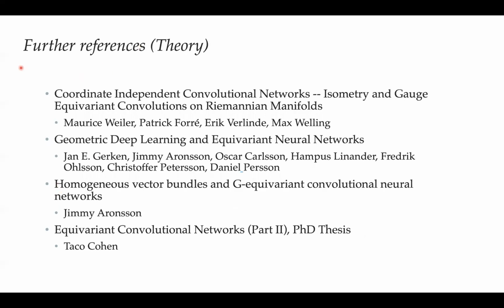And other than that, there's a number of theoretical works that try to give a clean description of this general structure. There's a recent paper by Maurice Weiler on coordinate-independent convolutional nets. There's two papers from on the geometric deep learning and equivariant neural nets and homogeneous vector bundles and G-equivariant convolutional neural nets. And finally, there's my PhD thesis, where in part 2, I give a very general account of the gauge theoretical gauge CNNs and other related methods.